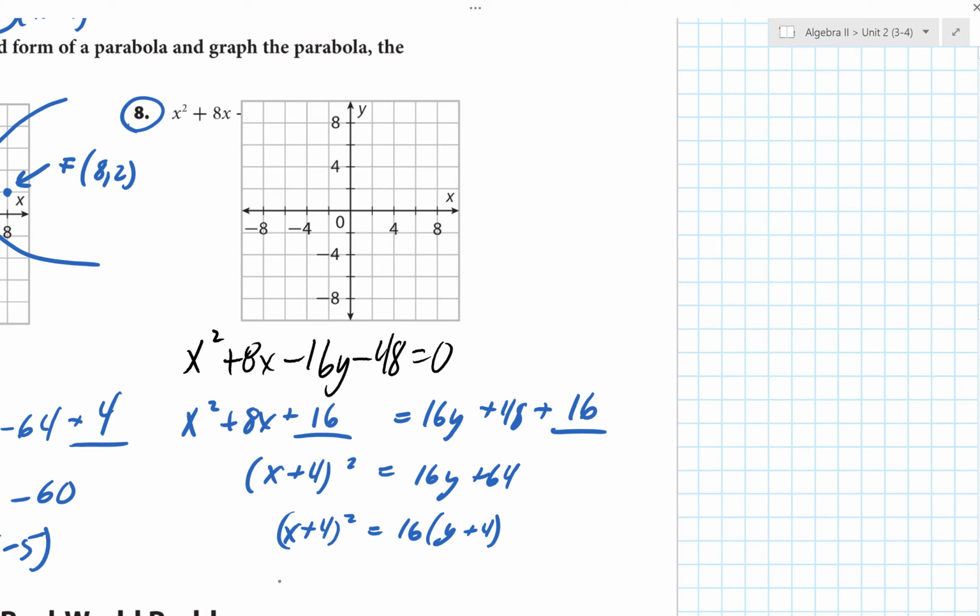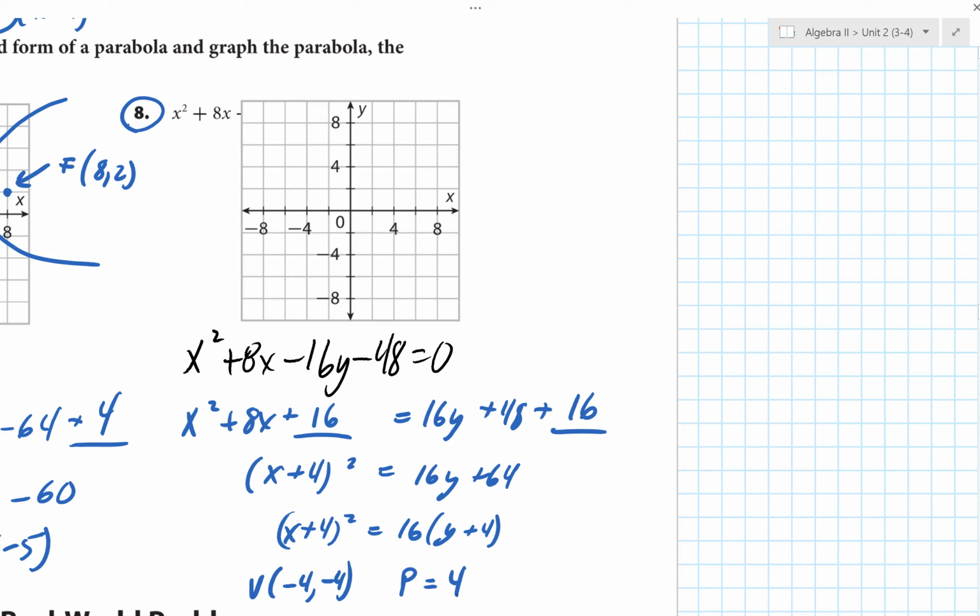Ethan, what would our vertex be? -4, -4. And P, what would P be, Nelson? 4 is correct. So P is 4.